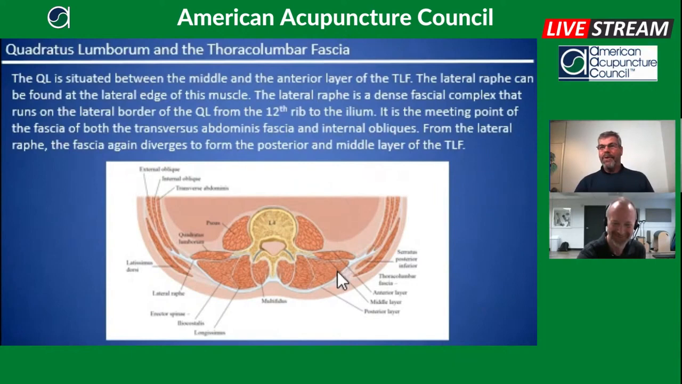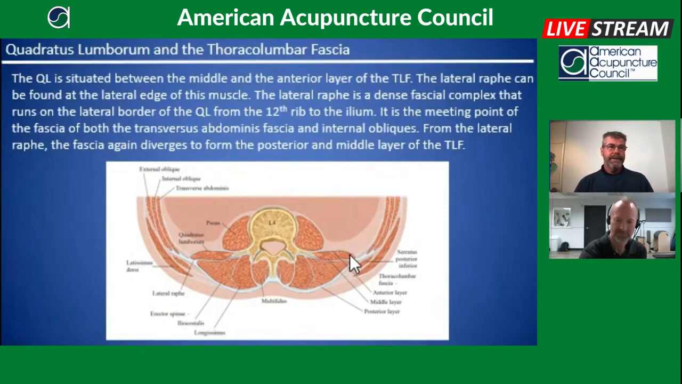So we've got the Quadratus Lumborum and the 3 layers of thoracolumbar fascia. Increased tension or lack of tension of the Quadratus Lumborum will affect the transverse abdominis and all layers of the thoracolumbar fascia. The posterior layer is what we commonly see in anatomy charts, where on the backside the white tissue connects the latissimus dorsi down to the glute maximus bilaterally. We just need to remember that there are 2 other layers, and the Quadratus Lumborum is sandwiched between those 2 layers. Very important.